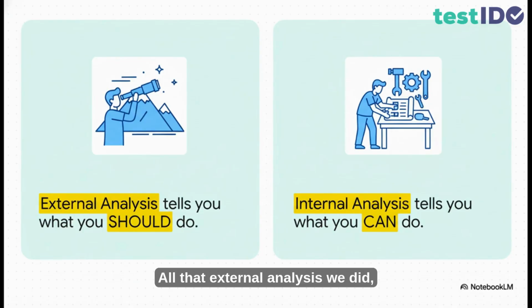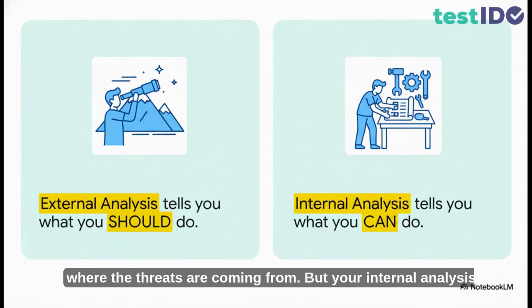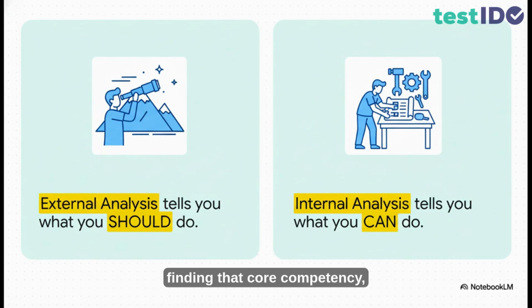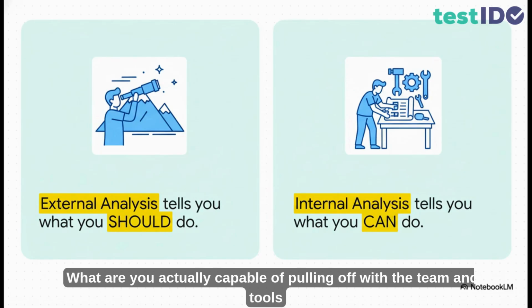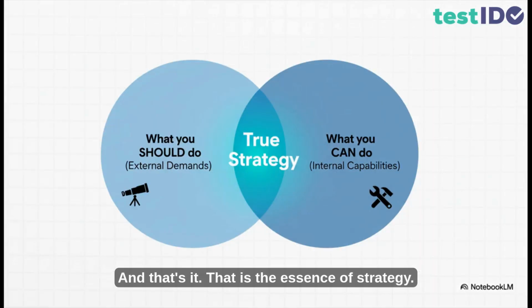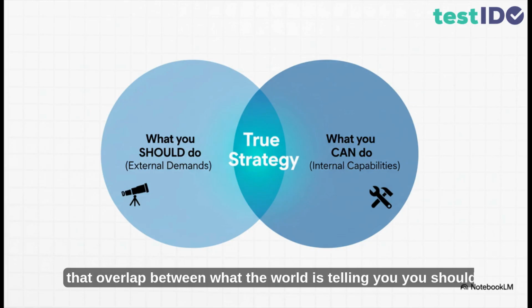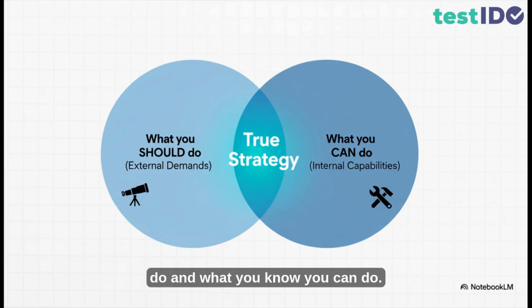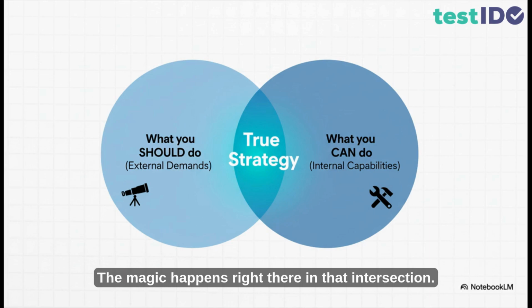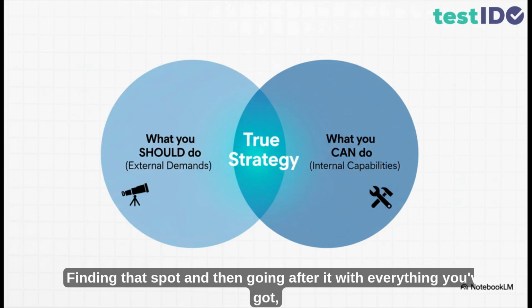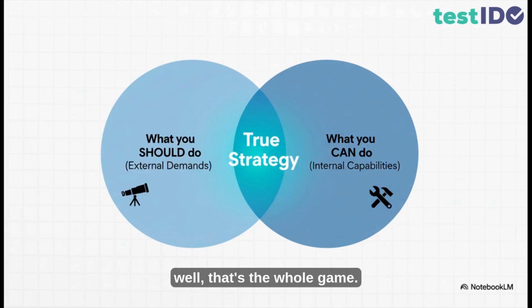All that external analysis we did, the PESTEL, the Porter's forces, all of that tells you what you should do. It shows you where the opportunities are, where the threats are coming from. But your internal analysis, finding that core competency, that tells you what you can do. What are you actually capable of pulling off with the team and the tools you have right now? And that's it. That is the essence of strategy. It's finding that perfect sweet spot, that overlap between what the world is telling you should do and what you know you can do. The magic happens right there, in that intersection. Finding that spot and then going after it with everything you've got, well, that's the whole game.